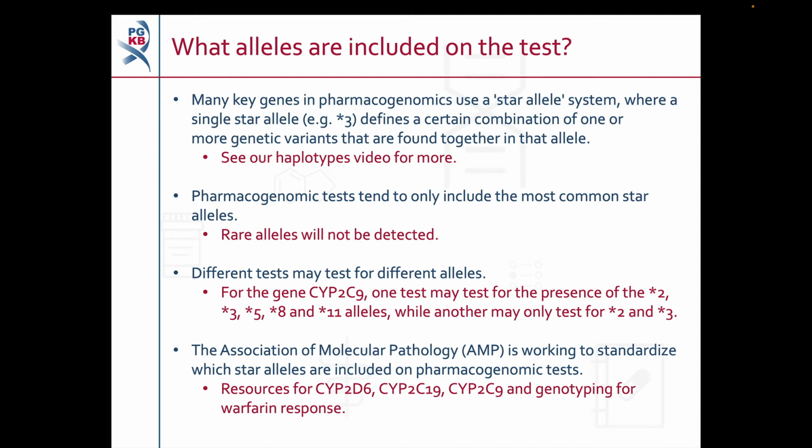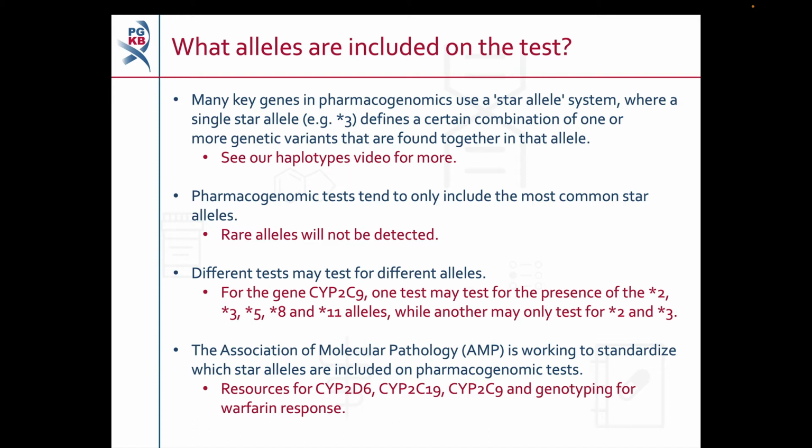What alleles are included on the test? Test results for many genes which are important in pharmacogenomics may be reported back as star alleles. Each star allele defines a particular combination of one or more genetic variants that are found together. To learn more about star alleles, watch our haplotypes video.